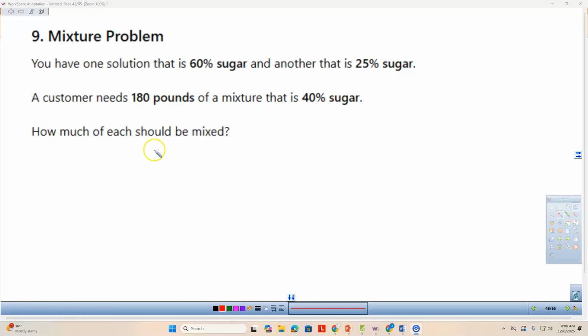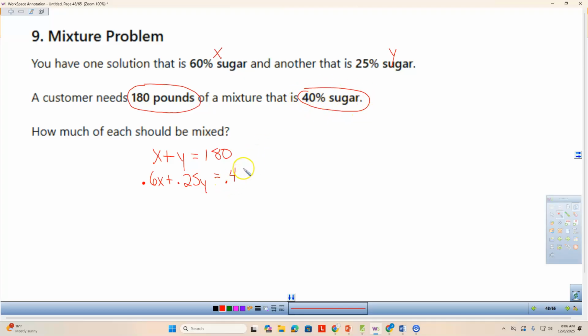Two equations always. First equation is going to be x plus y equals 180 pounds. You always have a total equation and a percent equation. The percent equation, if I call this one my x and this one my y, it doesn't really matter in the grand scheme, but we're going to do 0.6x plus 0.25y, my percents, equals my percent times my total. Now from here, we could use elimination. We could use substitution. We could do a lot of things.